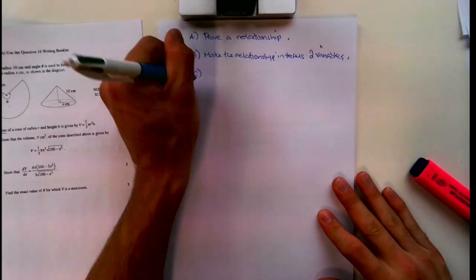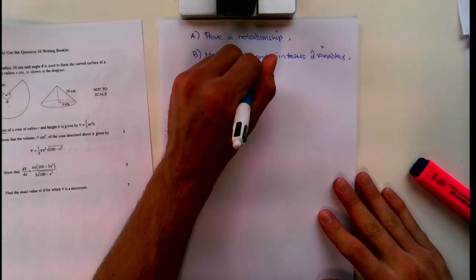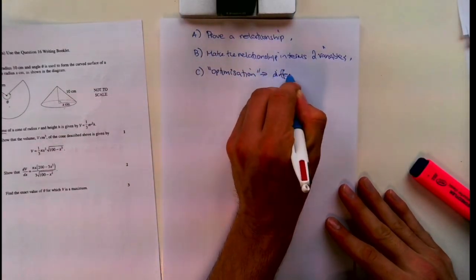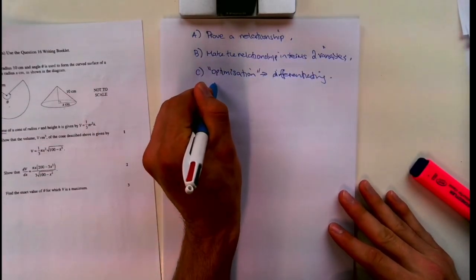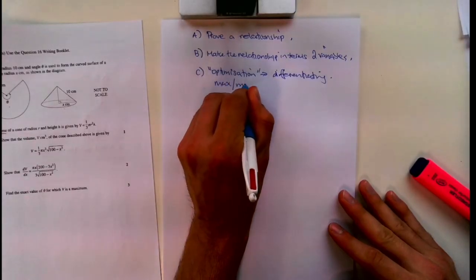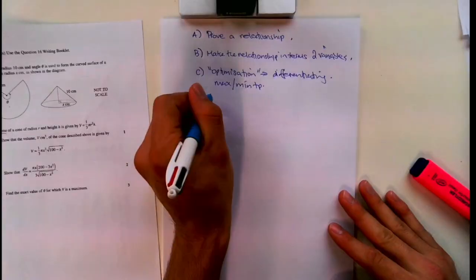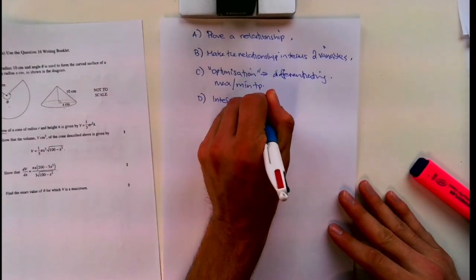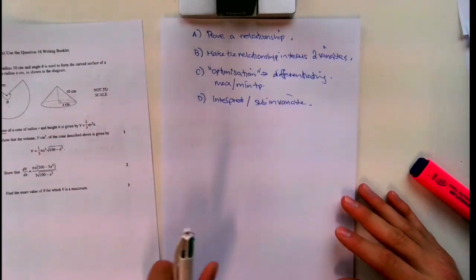And then part C is the actual optimization, and the optimization we're going to do by differentiating. When you differentiate, we're going to basically find a max or a min turning point. And then part D, sometimes they'll ask you to interpret or sub in the variable. So that's the general steps.